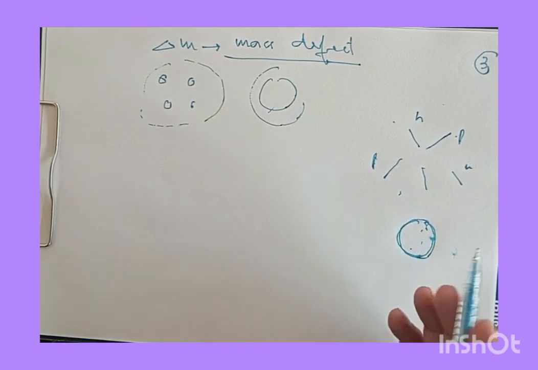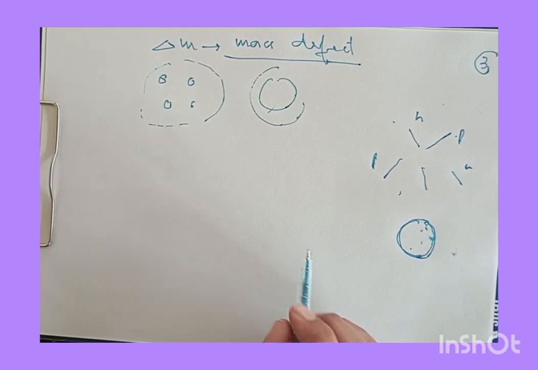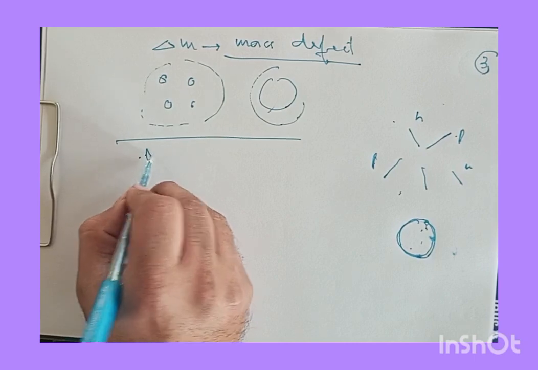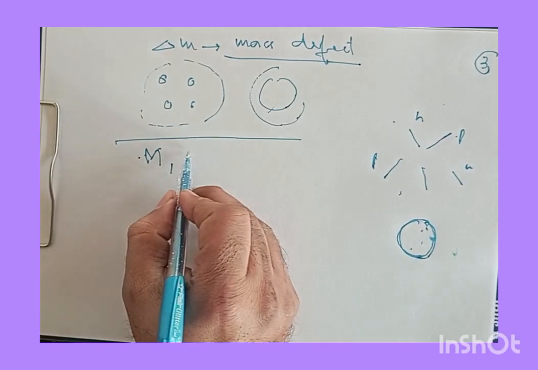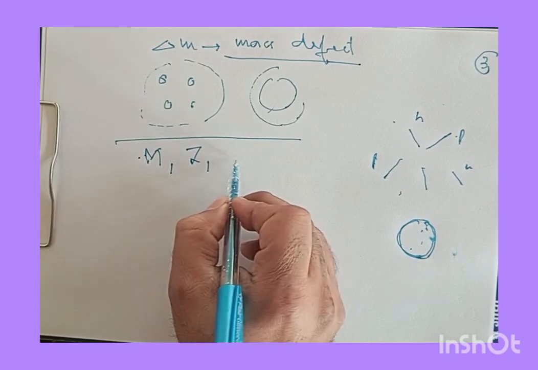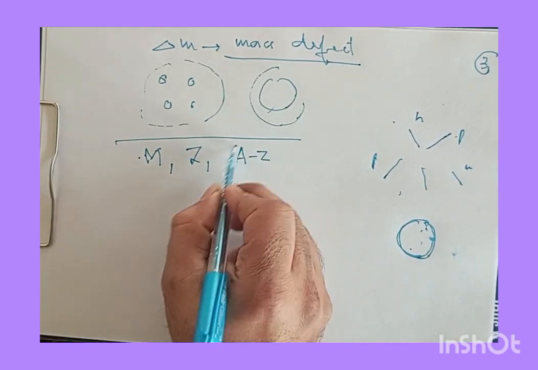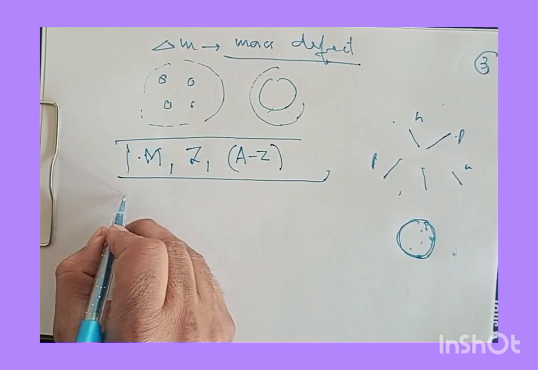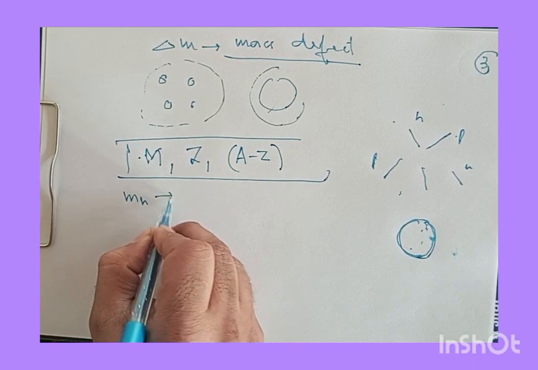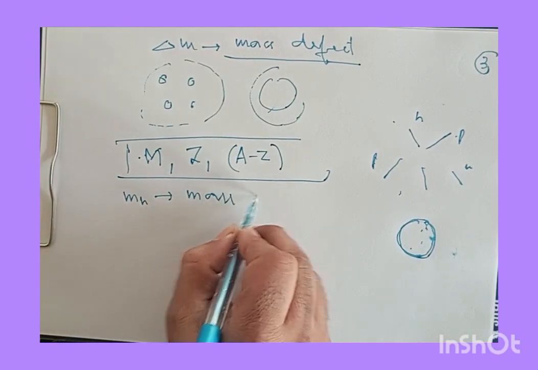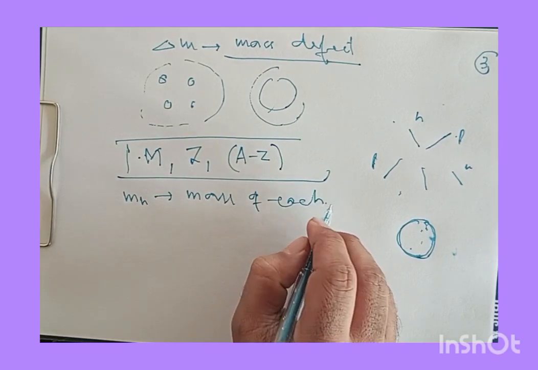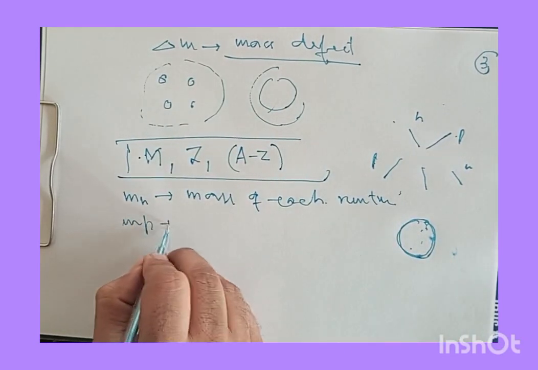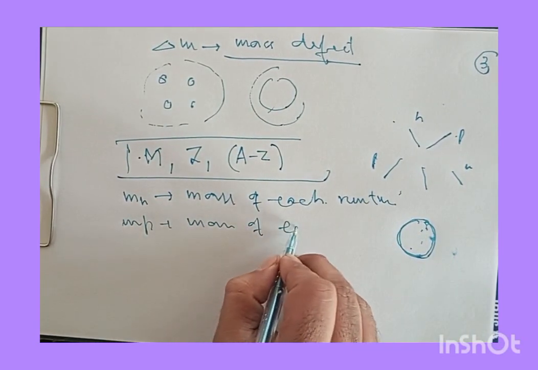And to have a symbolic presentation of this mass defect, I assume a nucleus, and this nucleus has a mass m, and it has Z number of protons, so it will have A minus Z number of neutrons. That's the case. And let me assume that mn is the mass of each neutron, and mp is the mass of each proton.